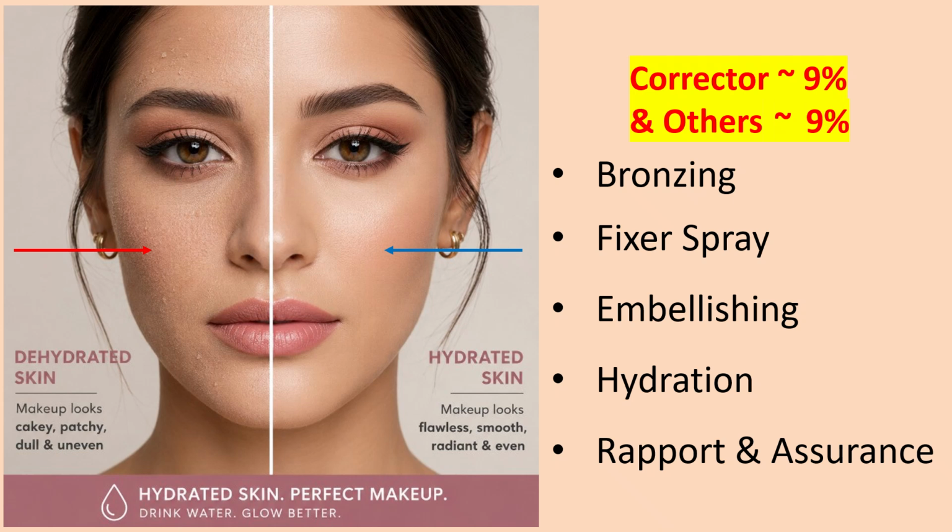You don't even have to see the full face. Just see that area. They are marked with a red arrow and a green arrow. The green arrow shows perfect makeup on hydrated skin, and see the red arrow, the horrible makeup, the horrible result if makeup is done on dehydrated skin. So hydration is the vital part in makeup.